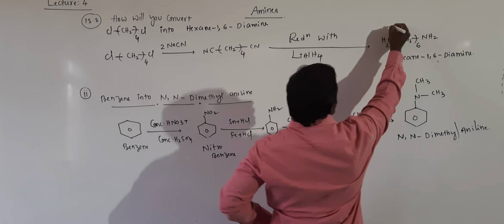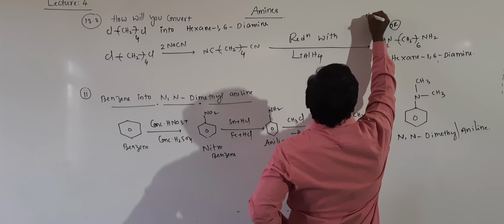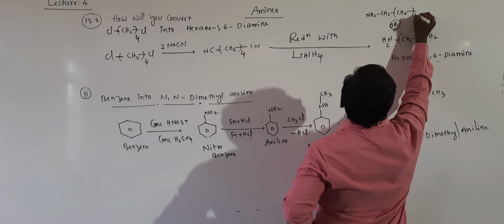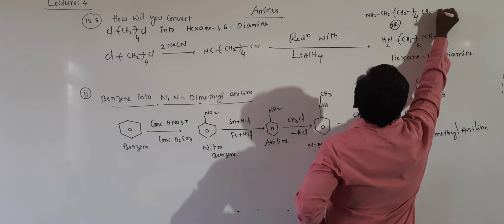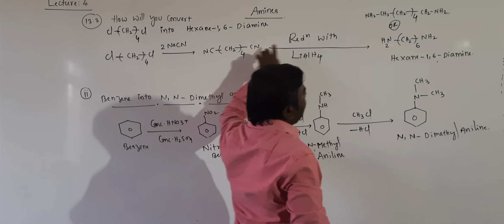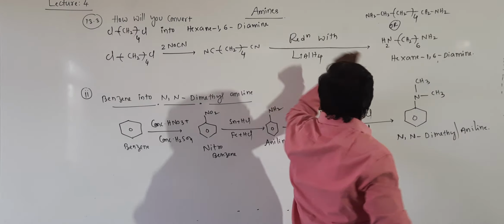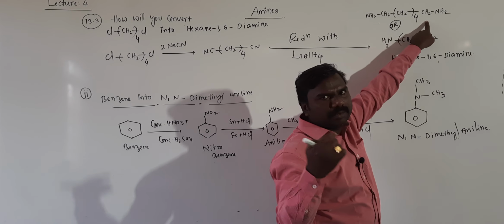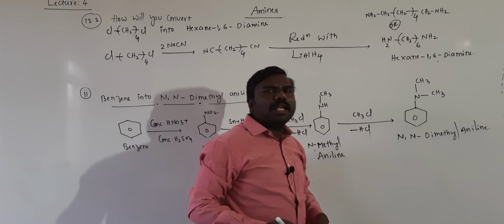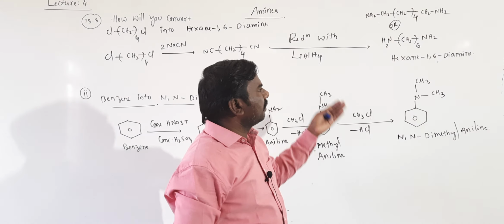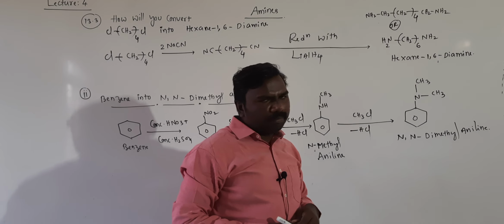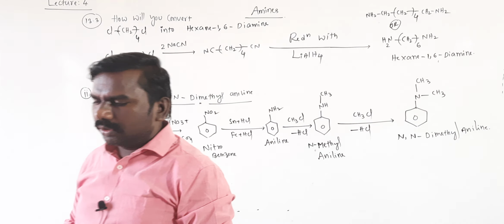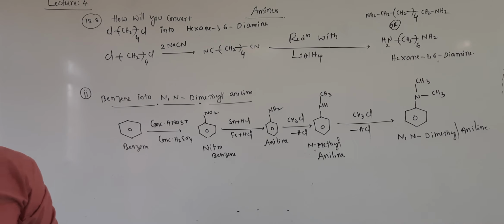This will be written as NH2 CH2 CH2, this will be 4 times CH2 NH2. Students, CN converted into CH2 NH2, CN converted into CH2 NH2, so CH2 2 times plus CH2 4 times, totally CH2 will be 6 times. That's why it is hexamethylene diamine, also called hexane 1,6 diamine. So these are your textual questions, students. You just follow your textbook, right?